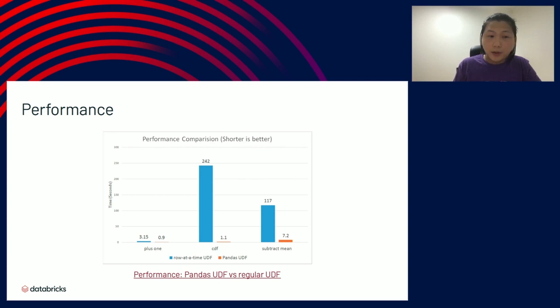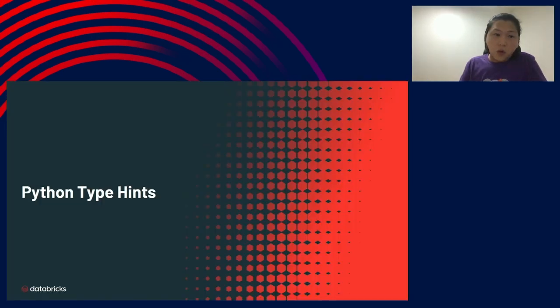Here are the performance results between the regular Python UDFs and Pandas UDFs. As you can see, with Pandas UDFs there's a huge performance improvement when you compare it to regular Python UDFs. So this is how the Pandas UDF works in general.